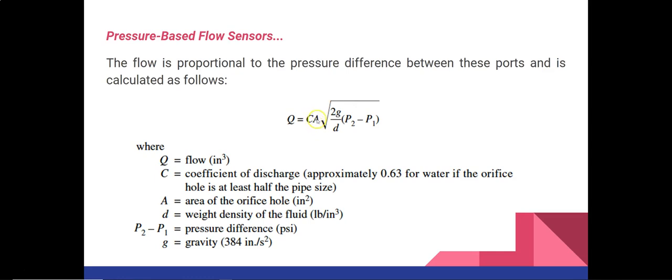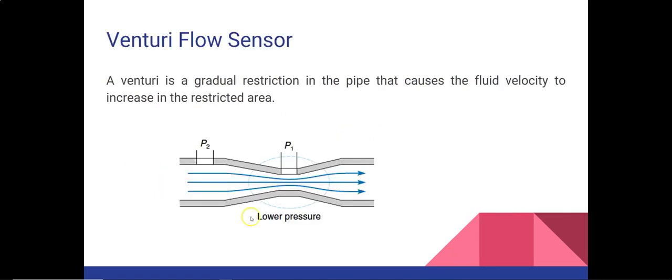Next we have A, which stands for the area of the orifice hole, and then we have the square root of 2G by D, where D is the weight density of the fluid, and G is gravity, and its value is 384 inches per second squared. And then we have the pressure between the two ports, which is calculated in PSI.